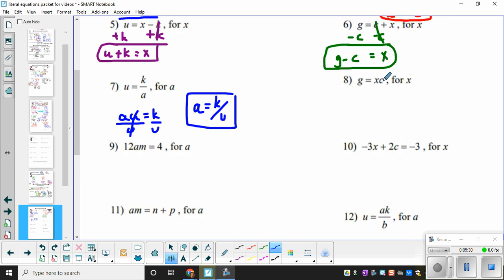Okay, for the next one, for x, a lot of these, you can kind of get the hang of this. If we're solving for x, we're going to divide by the coefficient here. So x is g divided by c.